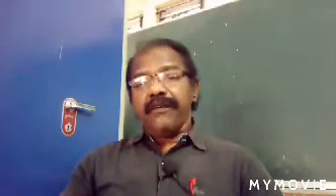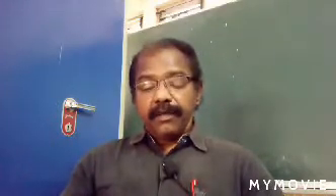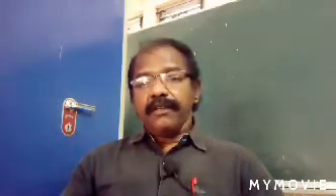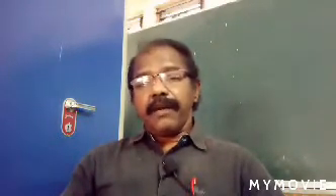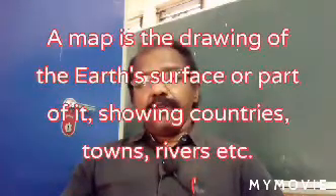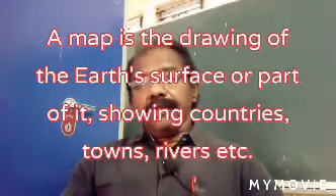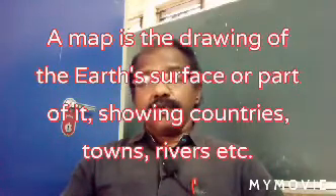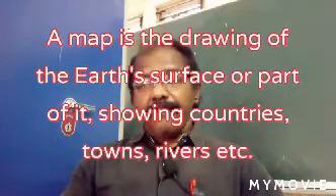A map is a drawing on a flat surface, means on a flat paper. What is a map? Map is the drawing of the earth on a flat surface. That means all parts of the earth are shown on a map. How is it possible? Because the earth is in the shape of a globe, then how can we show all the places of the earth on a map like that?